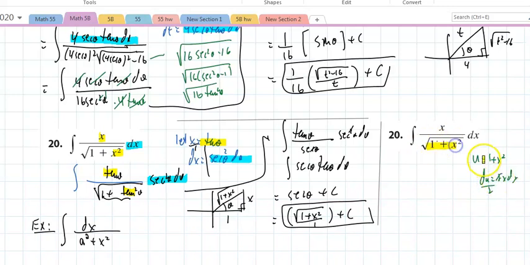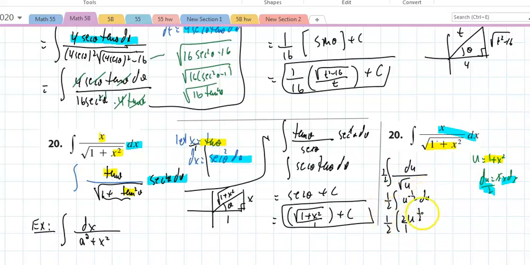Couldn't you say, this is your u, this is your du, with a 1/2? Isn't that 1/2 the integral of u to the negative 1/2 du? Add 1 to the power, divide by that. Wouldn't you say that's the square root of u, and what's u? 1 plus x squared, and there's no need to do all of this mess. That works.